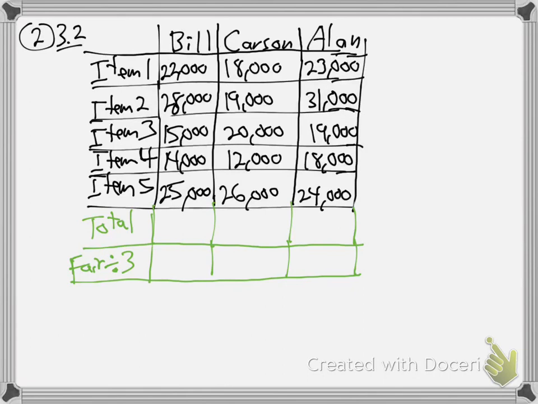So 3 people, so divide it. There's the question. Find the totals and then divide them by 3 because there's 3 people. We don't care how many items. We care how many people for fairness. So add those up.